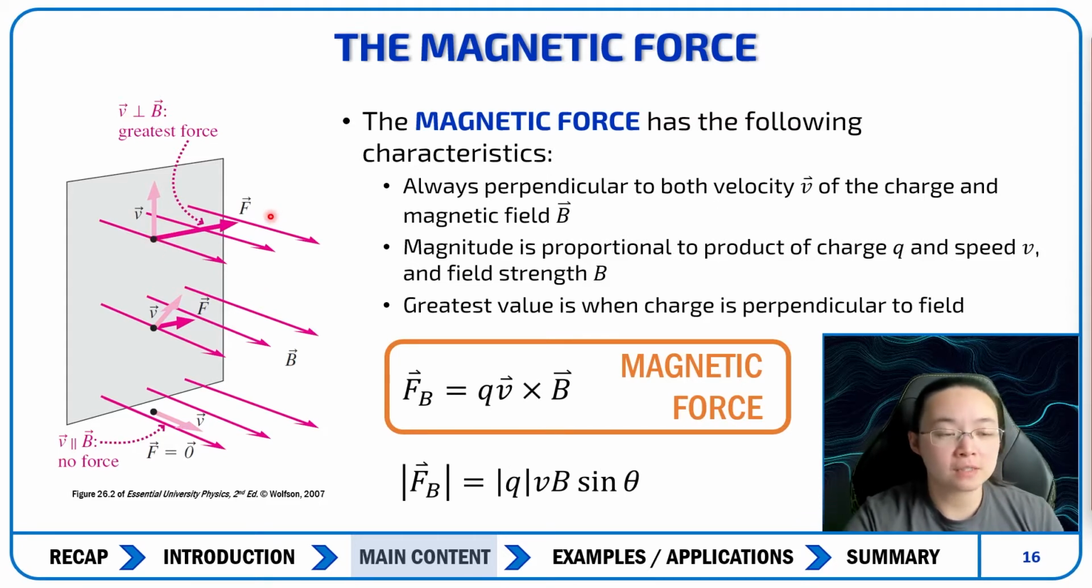The magnitude is then going to be proportional to the product of the charge itself, Q, the speed v, and the field strength B. And that means the greatest value is when the charge is moving perpendicular to the field. So you have this, F_B is equal to Q v crossed with B. We now have a cross product, which means we have QvB sin(theta), where theta represents the angle between v and B.